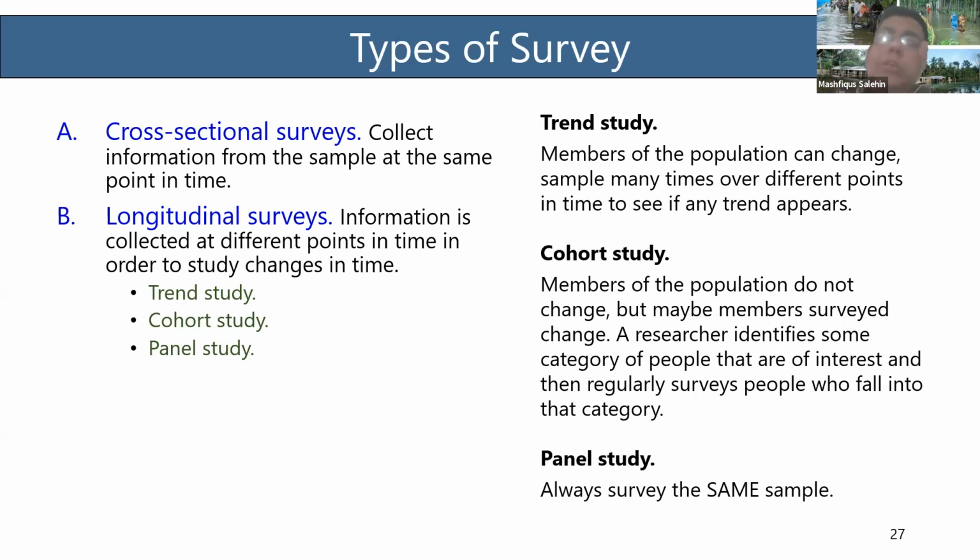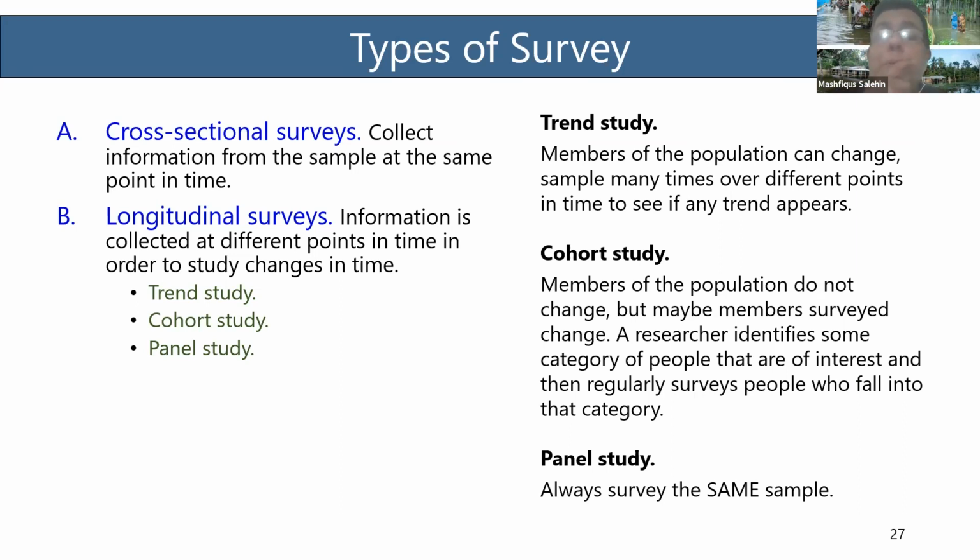in order to see how changes are taking place. So you may be interested in looking at some seasonality in water insecurity among the same group of people. You can look at the trends, or you can do cohort studies. In a trend study, for example, the members of the population can change if you want to see the trends.